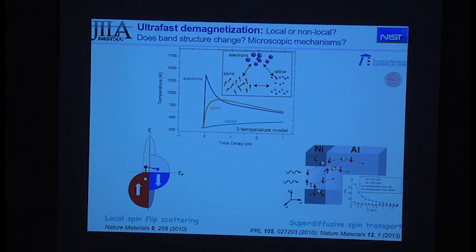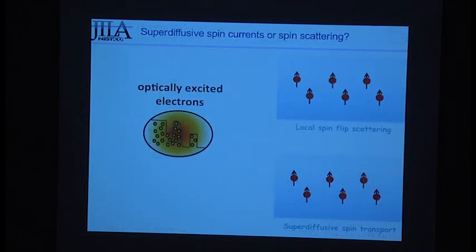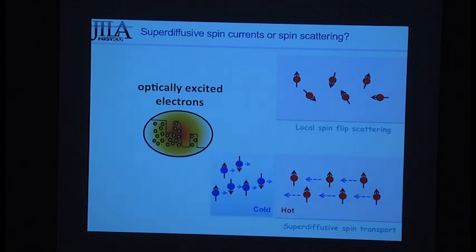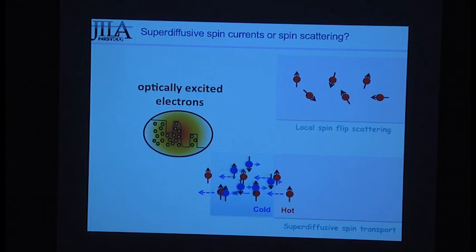We surely can do an experiment that would allow us to distinguish between these two, because one is local, one is non-local. And condensed matter folks can forgive the simple cartoon, but in one case we heat the material and you randomize the spin. In another case, you heat the material, you get a spin polarized current, but your return cold current for charge neutrality is not spin polarized. And so that way it looks like you demagnetize the material, but you didn't.